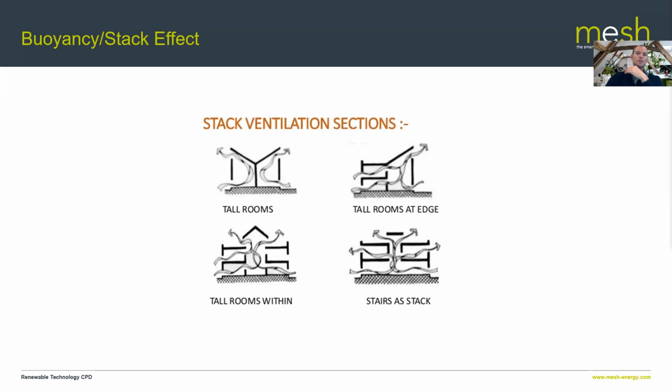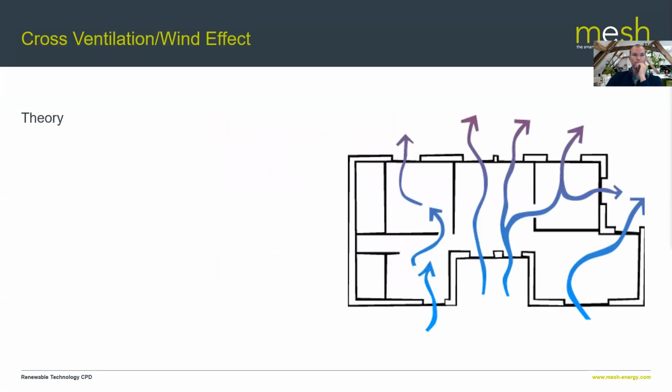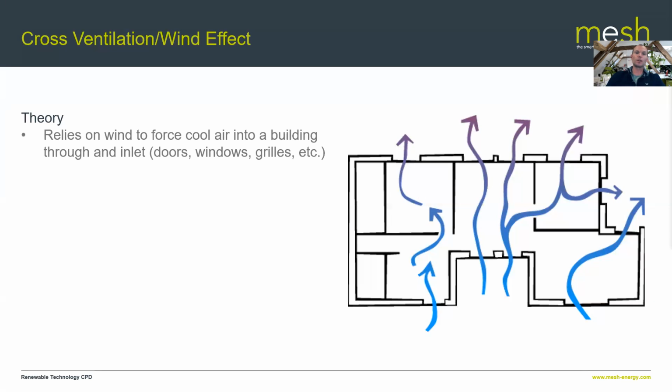It just shows you some of the ideas that you can explore if you're particularly interested in using stack ventilation or the buoyancy effect in your next design. The other one, again, which hopefully we are all familiar with, is cross ventilation. And this is sometimes known as the wind effect and relies on wind. It relies on air movement to create positive and negative pressure on buildings, to move air from one side of the building through the building to another.